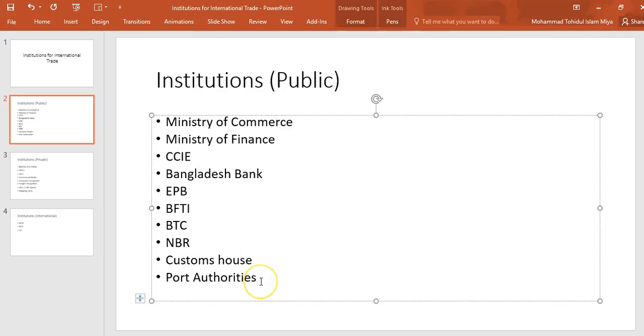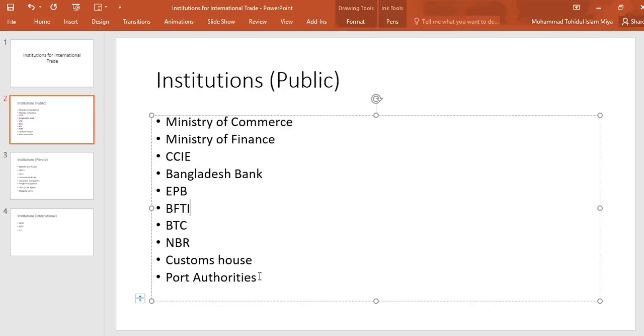And then we have the port authorities. They are the gateways to Bangladesh. If we want to export and import items, we need to get the items through these ports. The famous airports are Shah Jalal International Airport and Usmani International Airport. But we also have seaports. The famous ones are Chittagong Seaport and Mongla Seaport. And we have another seaport that is now becoming more active, which is Pangaon. But Pangaon is an internal port.